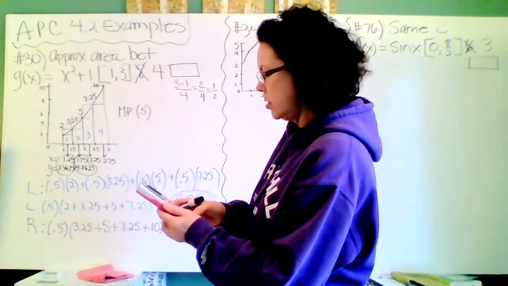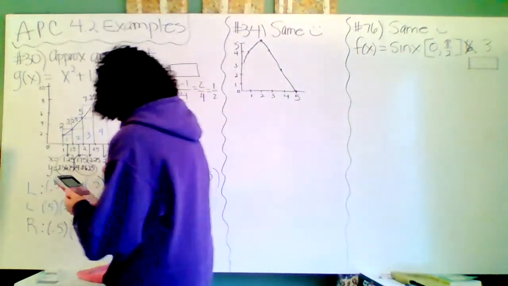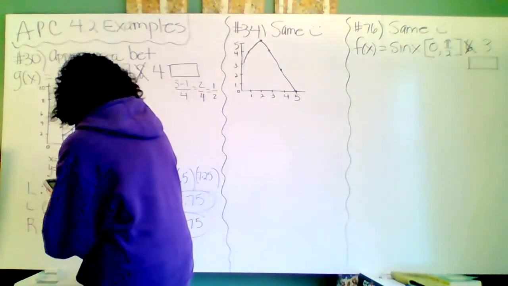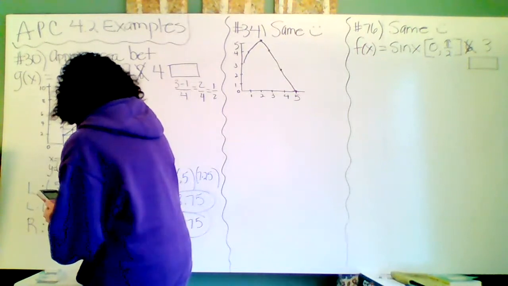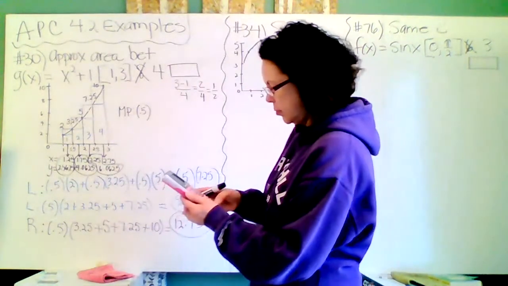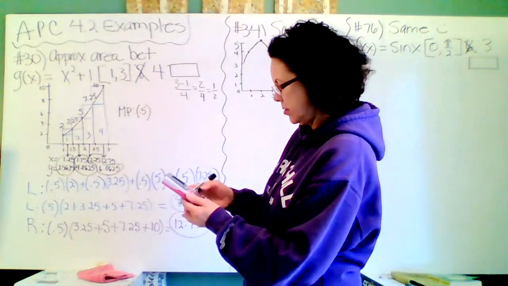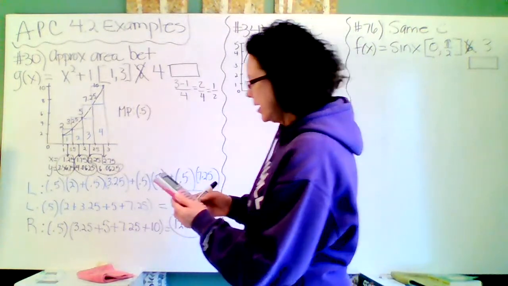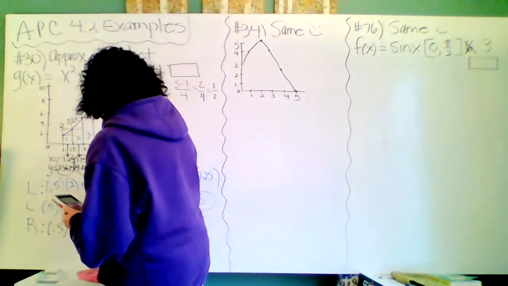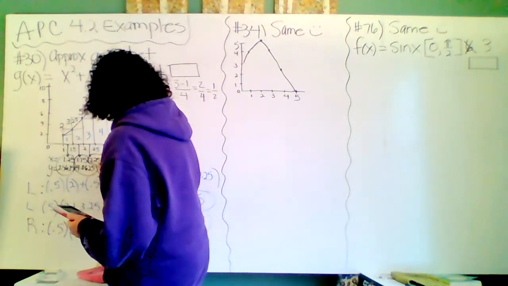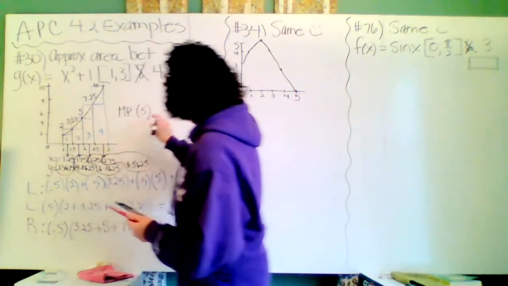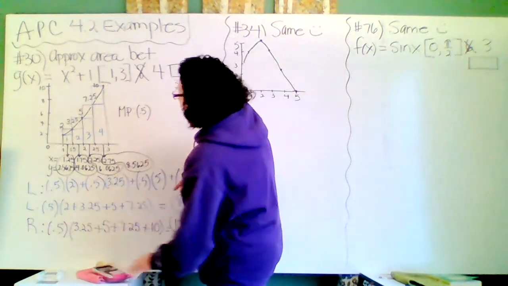2.25 squared plus 1 is 6.0625. And the last one, that midpoint of 2.75 squared plus 1 is 8.5625. Okay, so here we go. Let's do the midpoint formula.